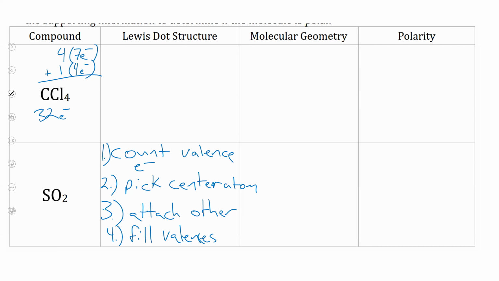What's going to go in the middle, carbon or chlorine? And why? It has 4 vacancies. The other way that we have it determined is you look at the electronegativity, right? If you have things that have the same number of vacancies, whatever's less electronegative goes in the middle. So carbon meets both of those criteria. And then we're just going to surround it with the chlorines.